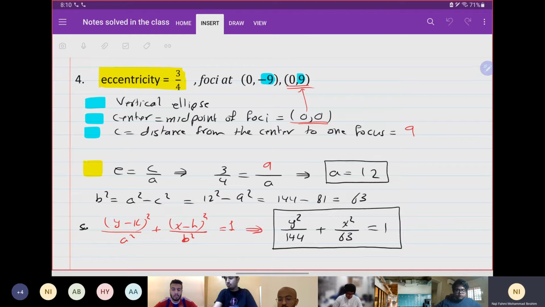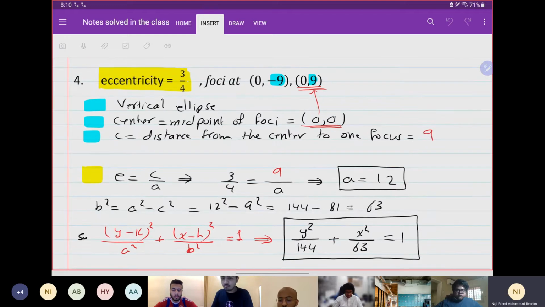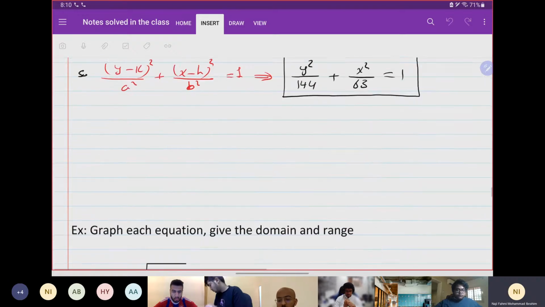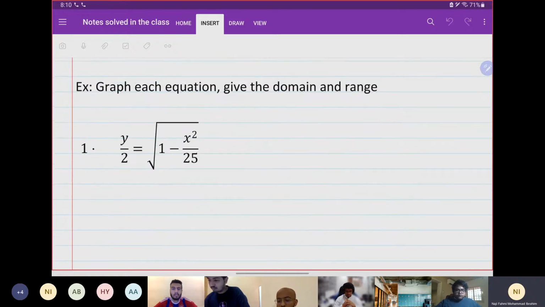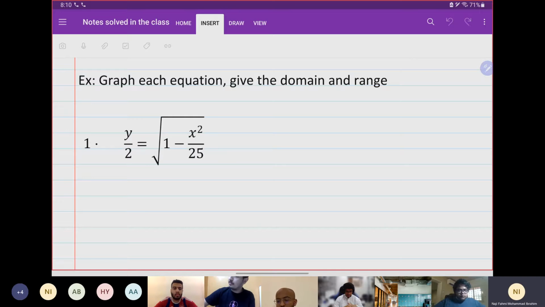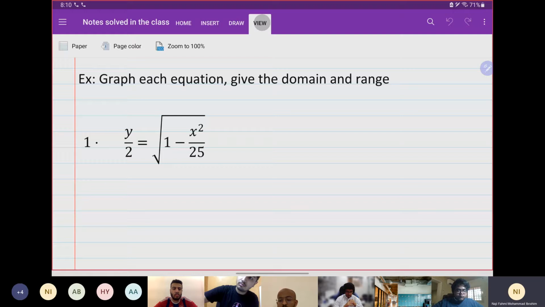We talked about the ellipse last time, and I think this was the last example that we did. I'm just going to cover 2 more examples. One of them is this one. It says graph each equation, give the domain and range.